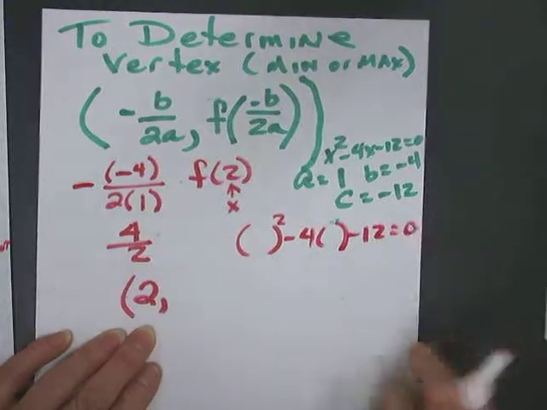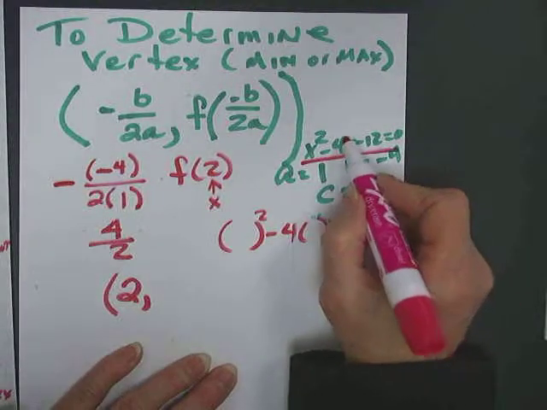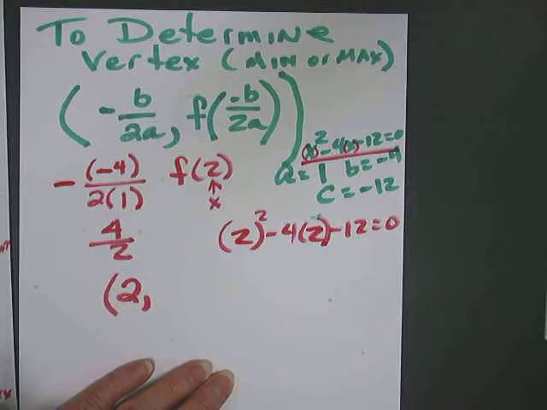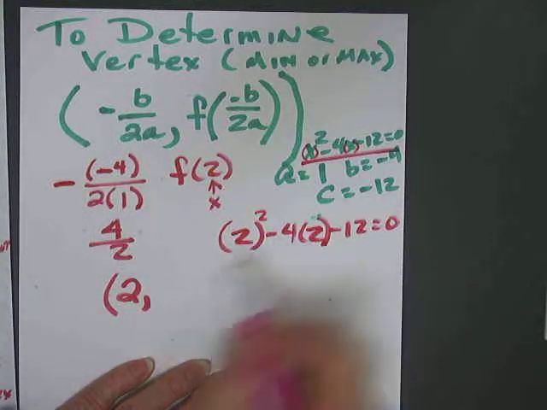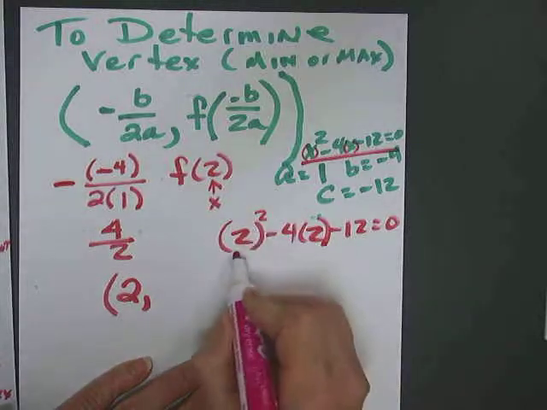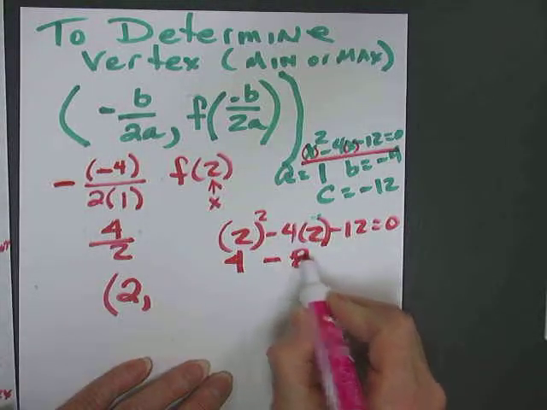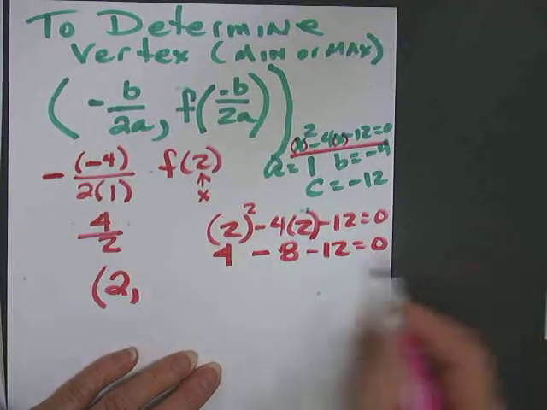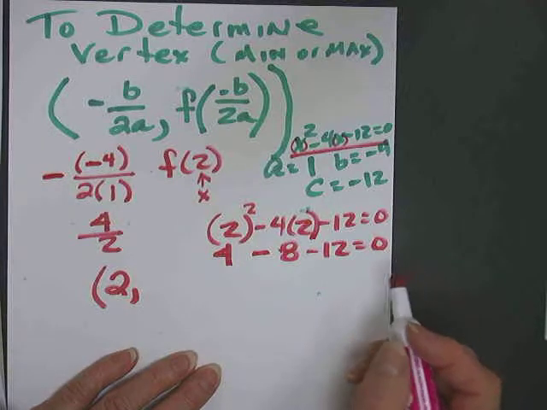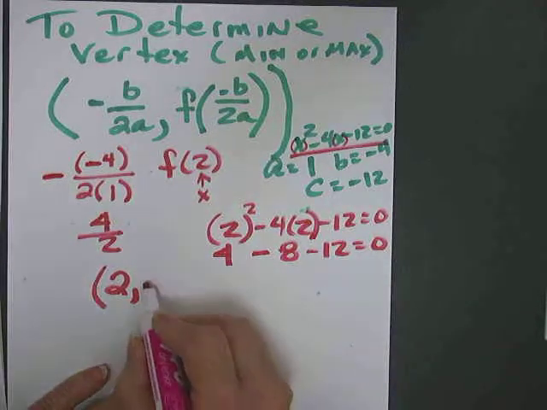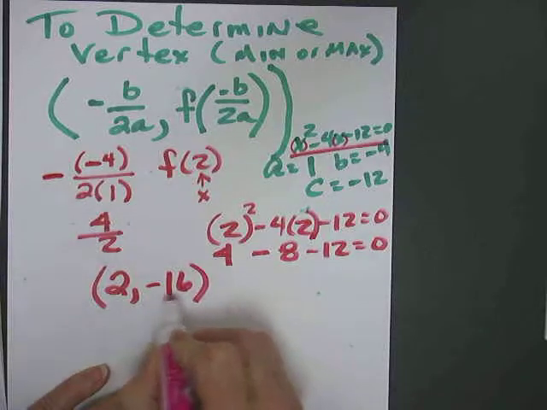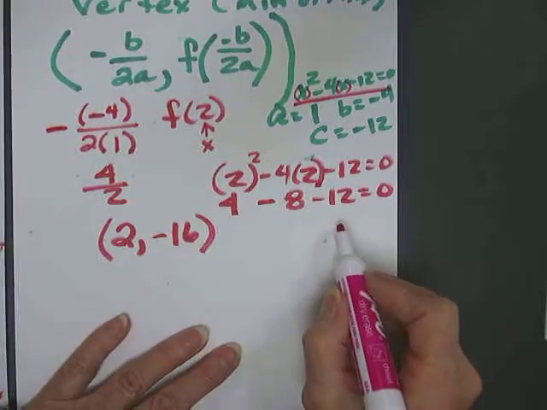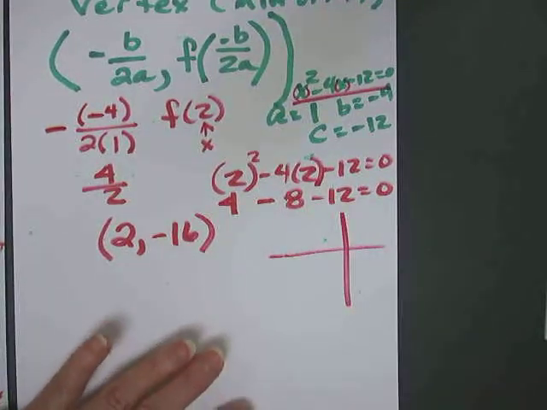Okay, so we're gonna have x squared minus 4x minus 12. So we rewrite this with parentheses where the x's are and put a 2 in there. That's our function at 2, by putting 2's where the x's are. 2 squared is 4. Minus 8 minus 12. Negative 16. Negative 16? Yes. Okay. So that's our y coordinate of our vertex.